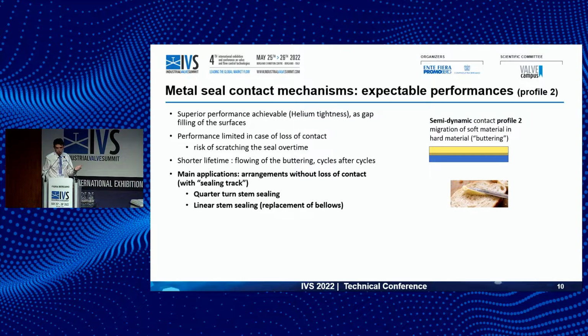So typically, the quarter-turn stem sealing can be done, and also some linear stem sealing, to replace some bellows, for example. You replace a bellows by a translating seal with a very, very clean surface. It is something that, with common industrial means, is not so difficult to achieve, actually.